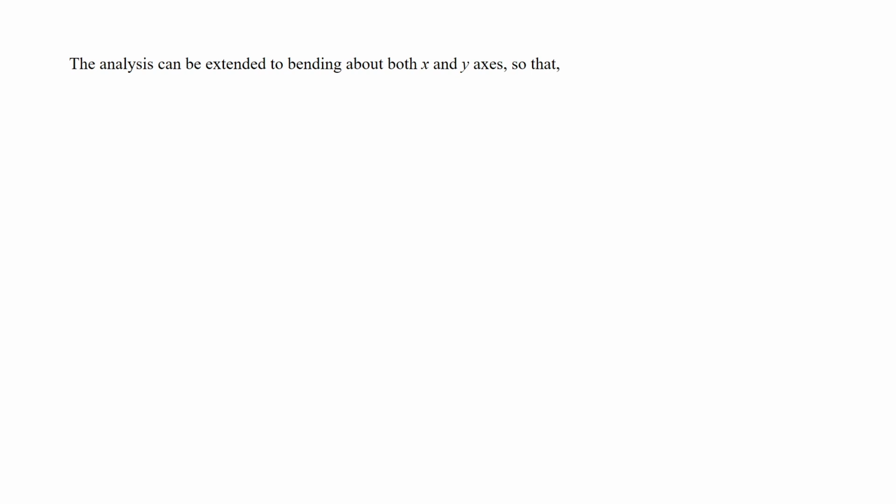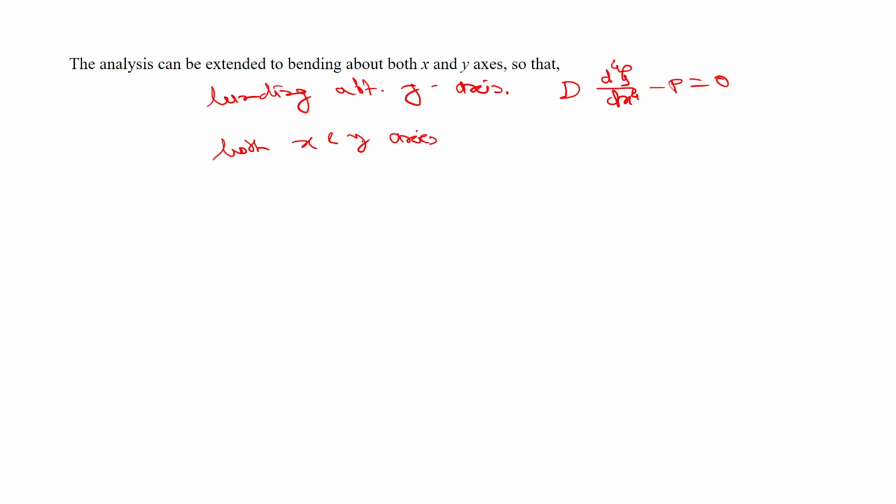Now, this analysis can be extended to bending about both x and y axis, because here we have only bending about y axis, okay, for that we derived d into d4 zeta by dx4 minus P is equal to 0. So, it is about both x and y axis. Let us say both x and y axis.